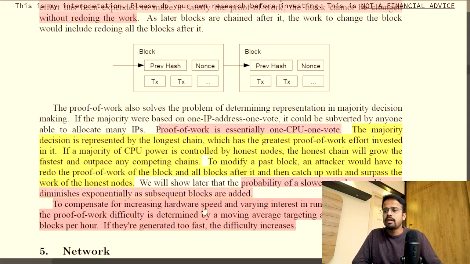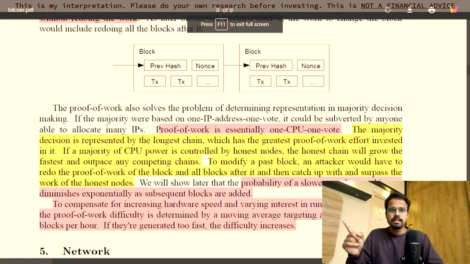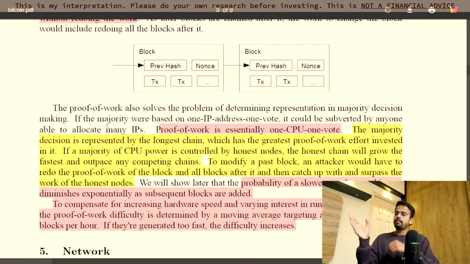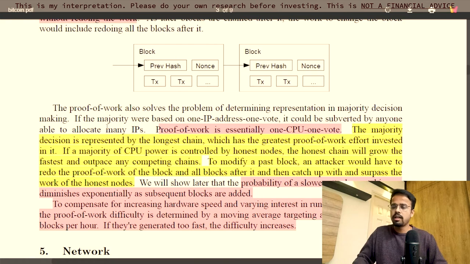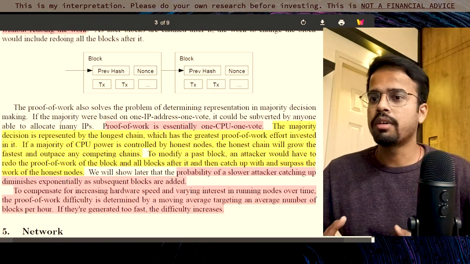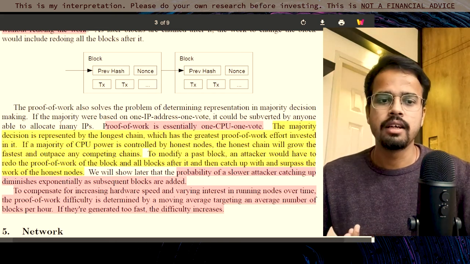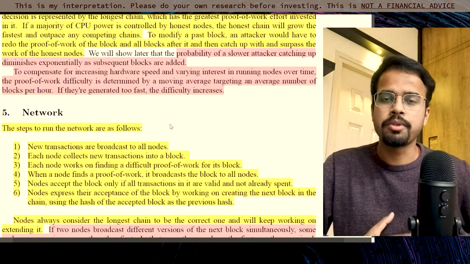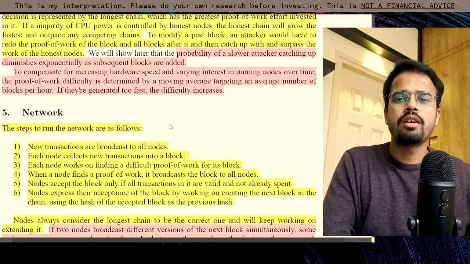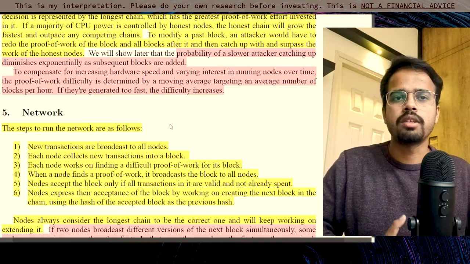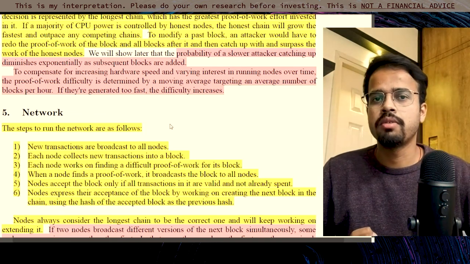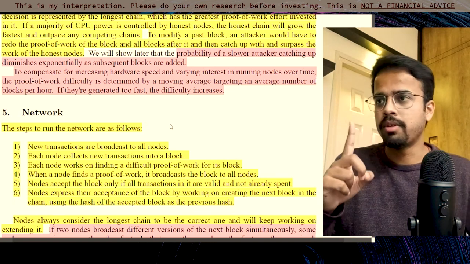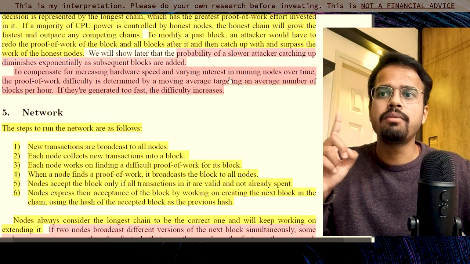To compensate for increasing hardware speed and varying interest in running nodes over time, okay, this paper was released in 2008 by Satoshi, and from then the technological advancements have happened at quite a fast pace, right? Our systems have improved over time. We have greater internet speed, CPU power, and computational power in general. So if the computational power is higher, anyone can have the latest and more technologically advanced CPUs and computers and mine faster, getting an advantage over others. So that is point number one, to compensate for increasing hardware speed.